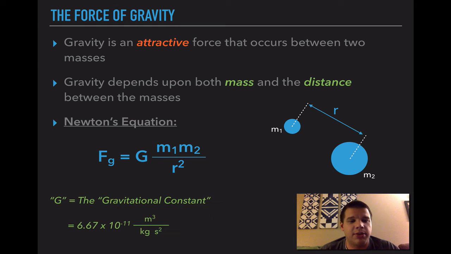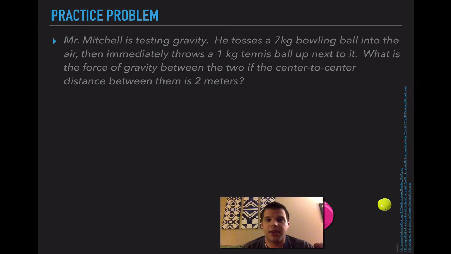The G value is called the gravitational constant, and since it's a constant, it's always going to be the same for every single problem you ever solve like this, and the value for that constant is 6.67 times 10 to the negative 11th meters cubed per kilogram second squared. We're not going to get hung up on the units there, but suffice to say that 6.67 times 10 to the negative 11th is a really tiny number.